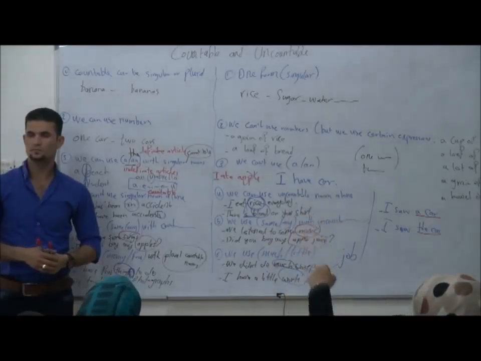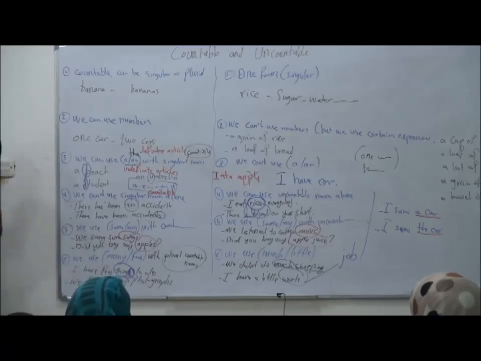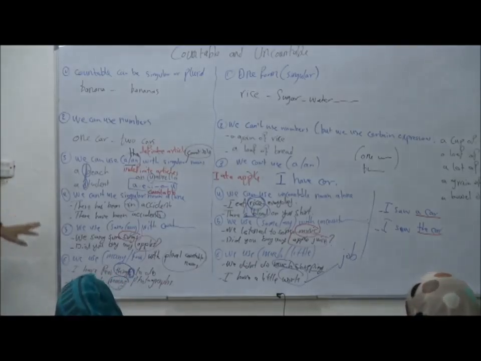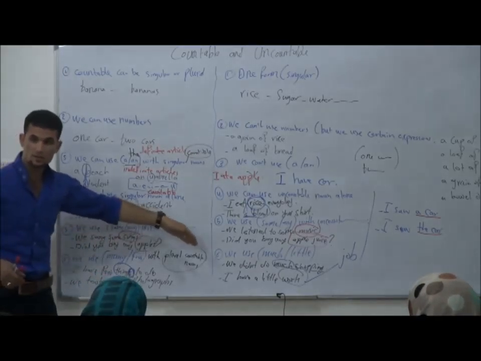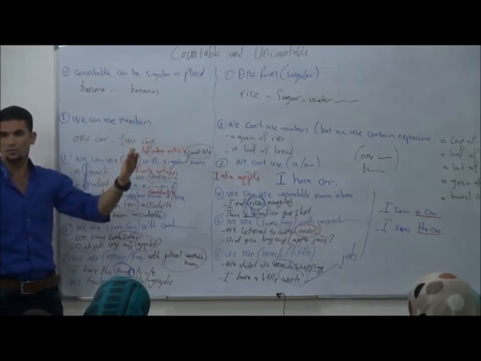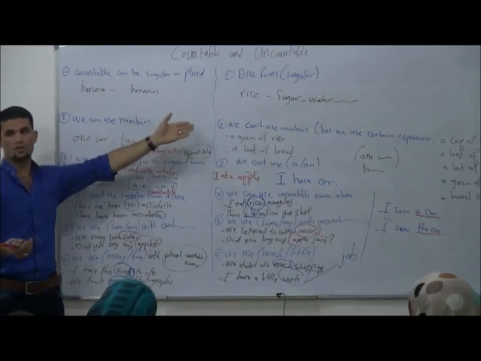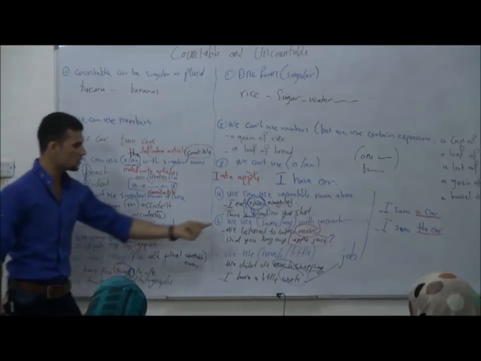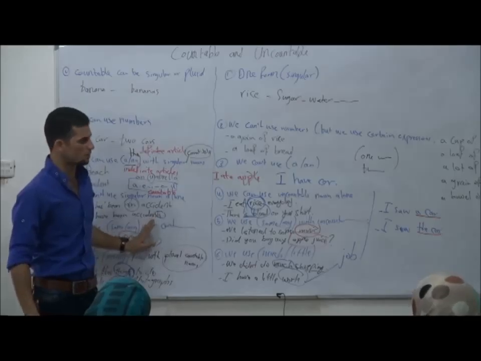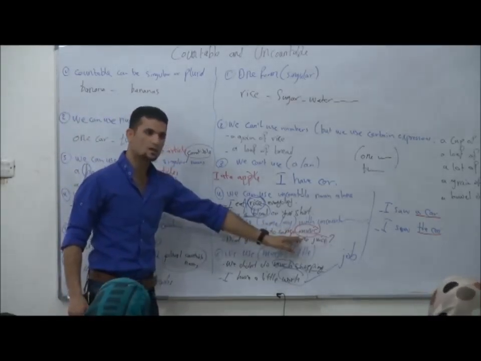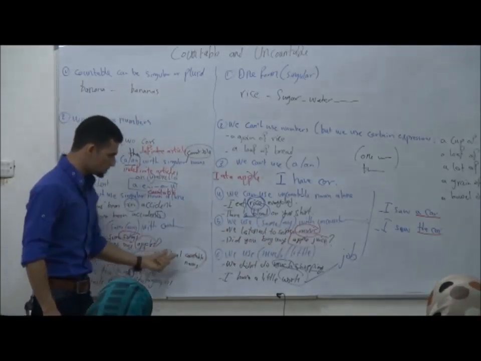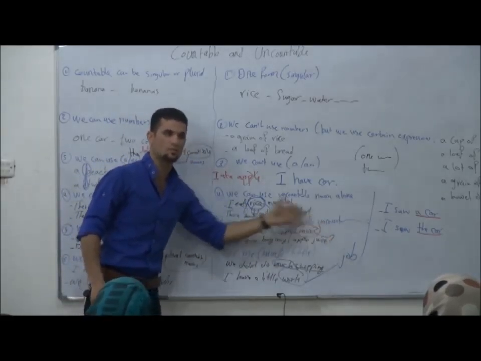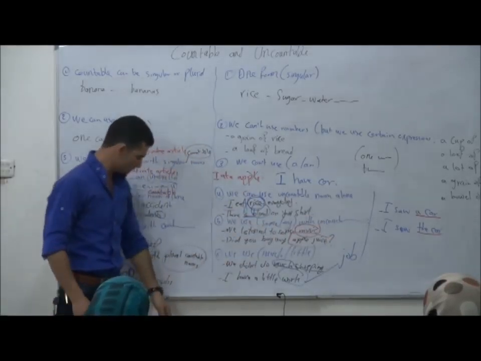Huda? We use some and any with countable and uncountable nouns. Yes, very good. So we can say some songs or some music. A song is countable, but music is uncountable. We can say any apples or any apple juice. Apples are countable. Apple juice is uncountable.